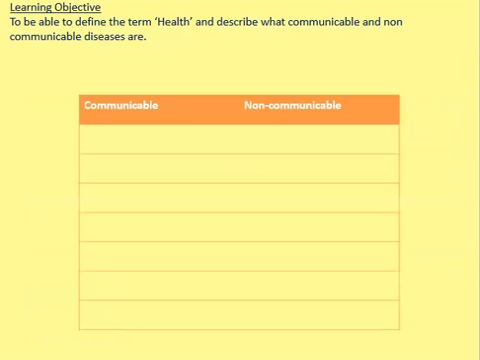Okay, moving on. What I'd like you to do now, please, is jot down this table. Communicable on one side of the table, non-communicable on the other. We are going to look at different diseases, and I'd like you to write down whether you think they're communicable or non-communicable, and we will go through each one as we go along.